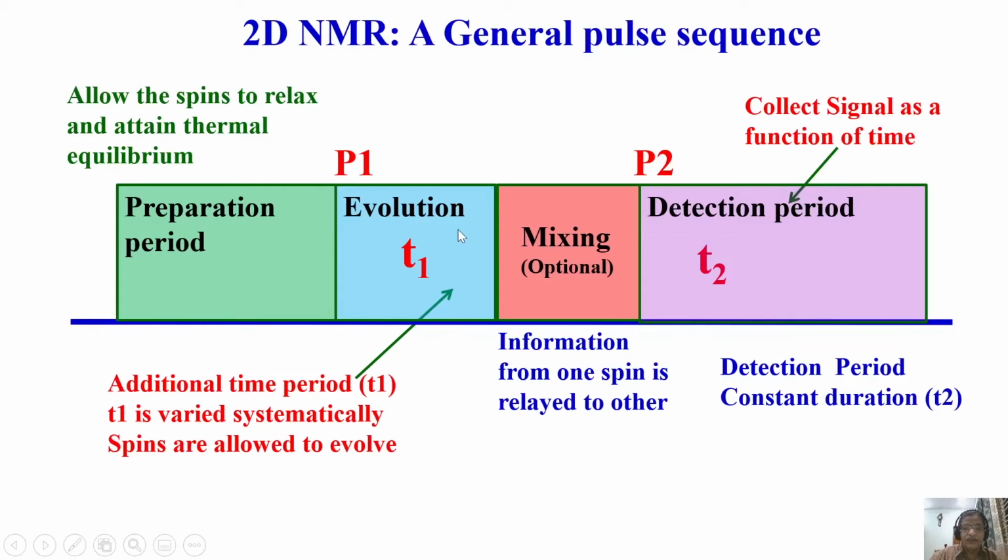You understand? There are two time periods. One is a constant period. The other is a variable period, which is constantly varied. Okay? Systematically.